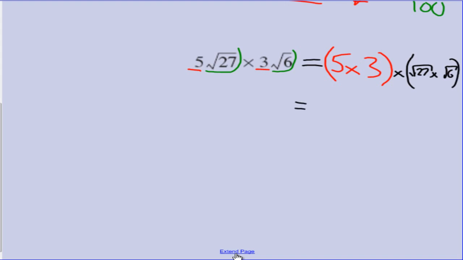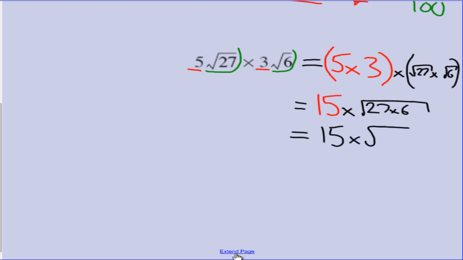5 times 3 gives us a 15. Done. Now, the square root of 27 times the square root of 6. We're going to join those together under the one square root sign. So we're going to have 27 times 6. Okay, next one. The 15 stays a 15, and the square root, instead of 27 times 6, we're going to have 162. Alright, now we need to begin to simplify this surd.